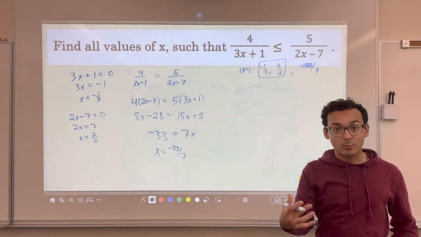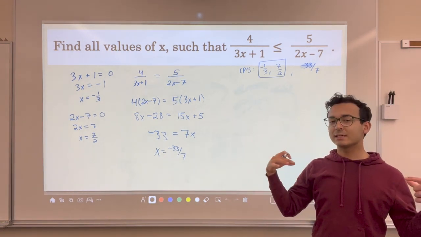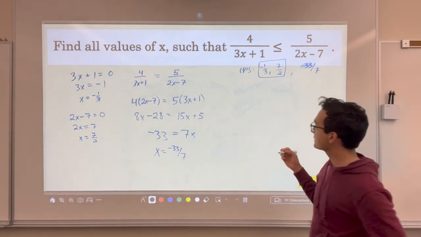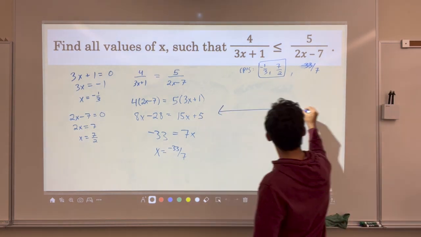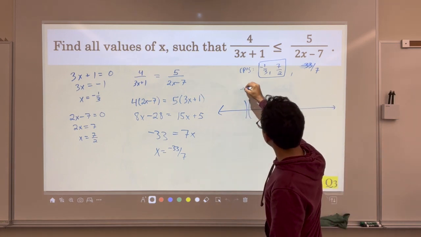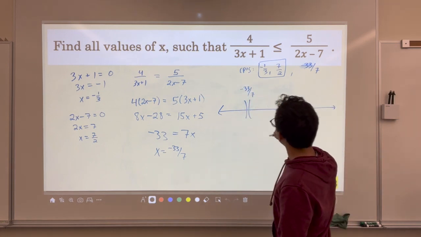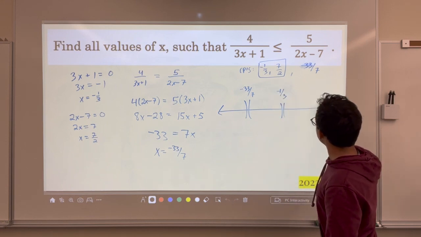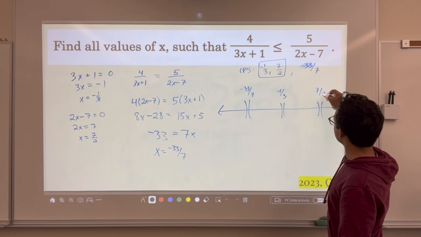Now with our critical points, we can set up, I like to call it a number line, just a basic number line of critical points. So that's what we can do here. Let's set that up. So our first critical point would be -33 over 7. Then we have our next critical point of -1 over 3, and our final critical point of 7 over 2.